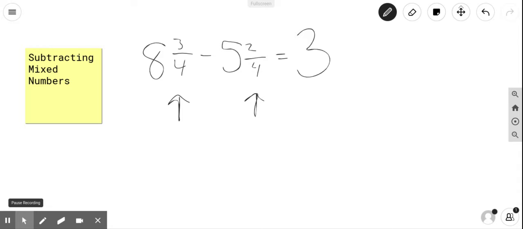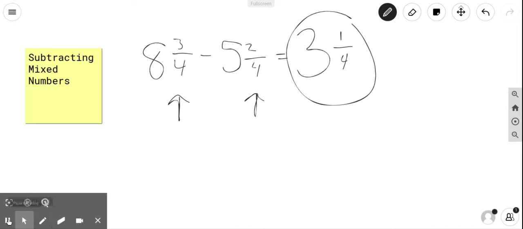3 minus 2 is 1. And our denominator stays the same. And in this case, 1/4 is already in simplest form. So our answer is 3 1/4.